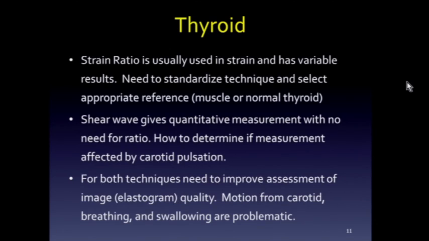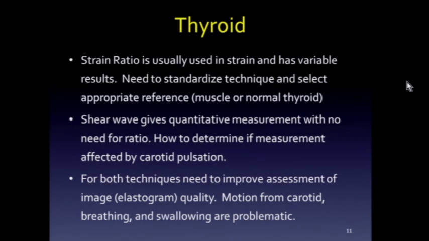in characterization of lesions. For thyroid, we usually use strain ratio when we're doing strain, and it's had variable results. And we need to standardize the technique and select an appropriate reference. Some people have been using the strap muscles, and some people have been using normal thyroid. Shear waves give a quantitative measurement with no need for a ratio. However, we need to determine if the measurement is affected by the carotid pulsations.